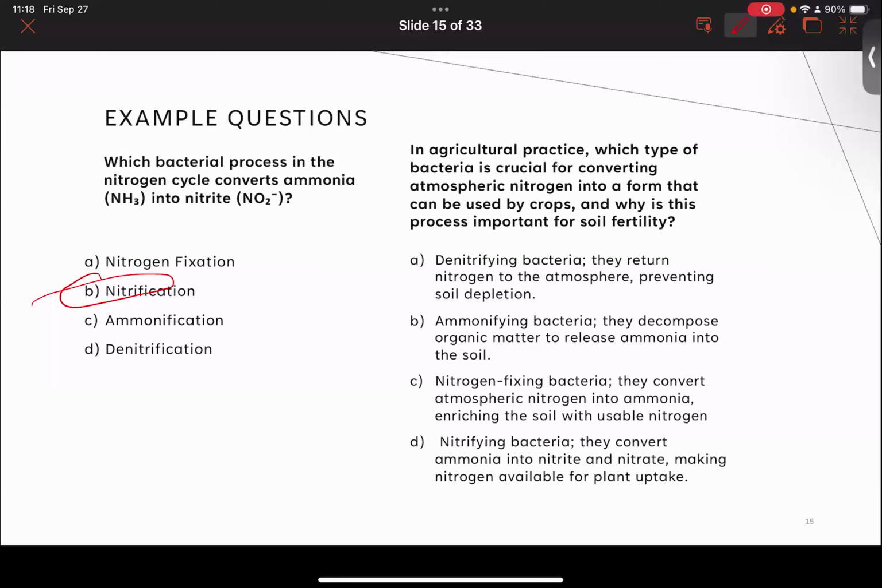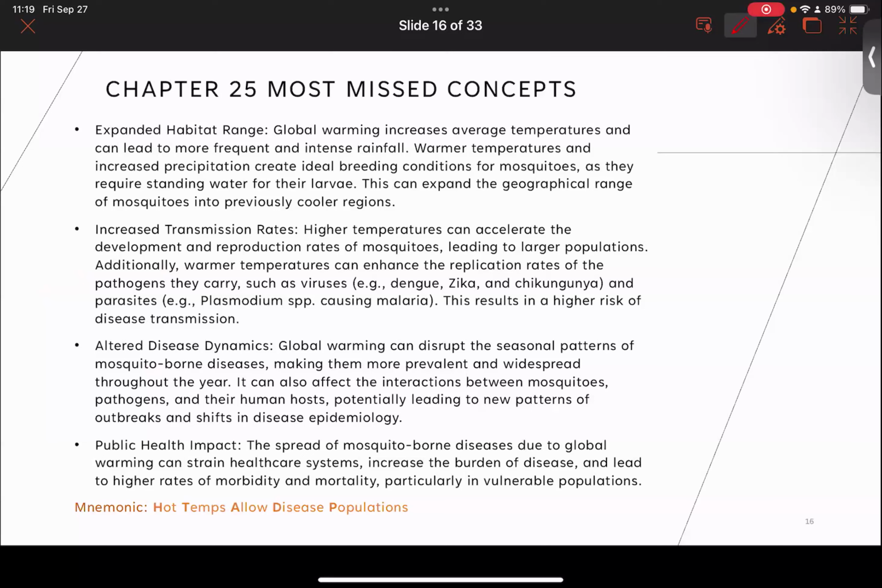So agricultural practice, which bacteria is crucial for converting atmospheric nitrogen into a form that can be used by crops? And why would this be important for soil fertility? Again, I won't ask you about the processes. The second part of these might be important as far as introducing nitrogen into the soil that is usable by plants. That is literally what the question is going to be. And that's the question that was most missed on that exam, related to chapter 25. All right.